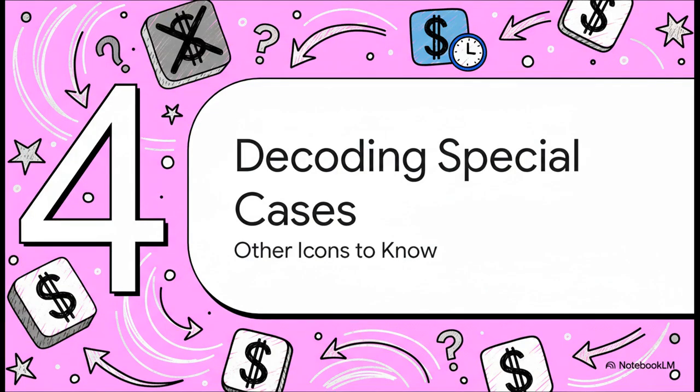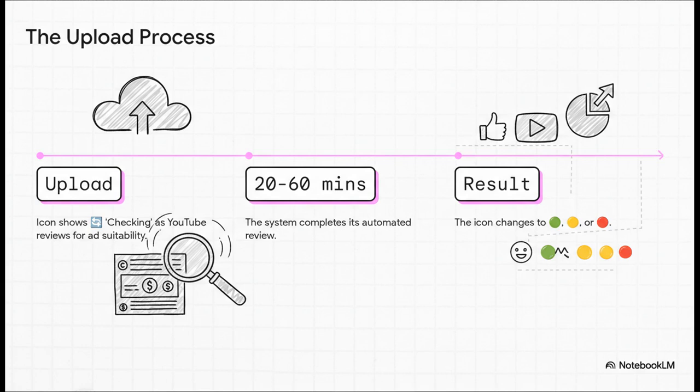So beyond the big three, green, yellow, and red, there are a few other special icons that can pop up on your dashboard. Let's just run through these real quick so you know what they mean. When you first upload a video, you're not going to see a colored icon right away. Instead, you'll see this little checking icon. This is just YouTube's automated system doing its thing, scanning your content for ad suitability and any copyright issues. It usually takes about 20 minutes to an hour.